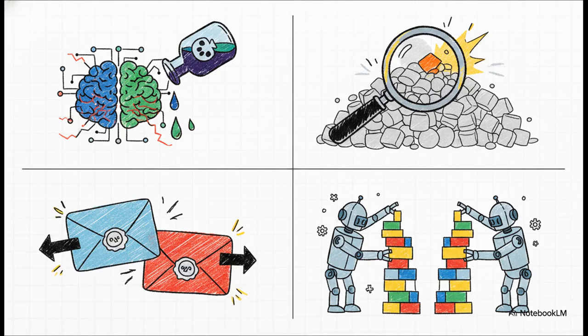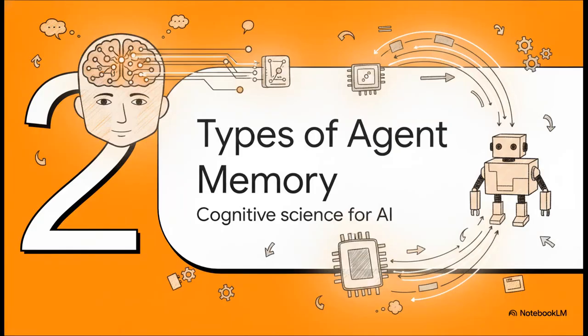Then we have context clash. This is when contradictory facts load at the exact same time, like pulling up an old shipping address and a new one simultaneously, which just destroys the agent's coherence. And finally, work duplication. In multi-agent systems where they don't share memory, they end up burning expensive compute doing the exact same redundant tasks.